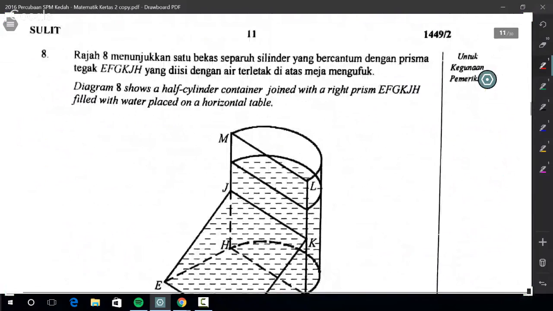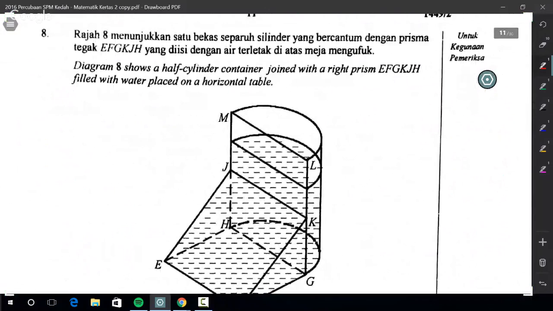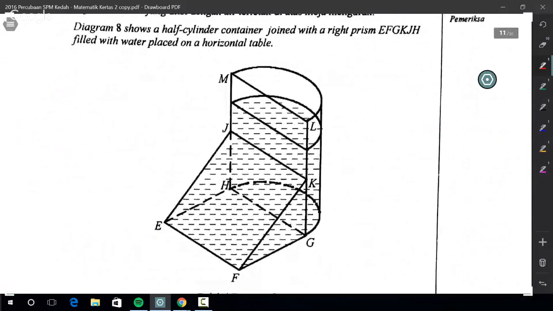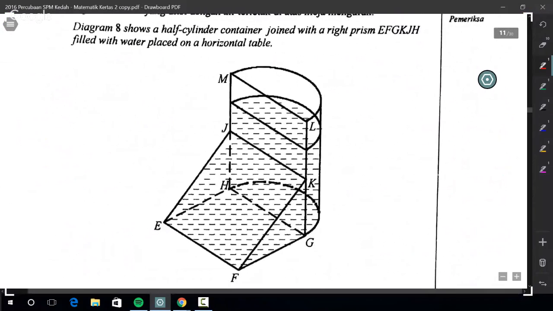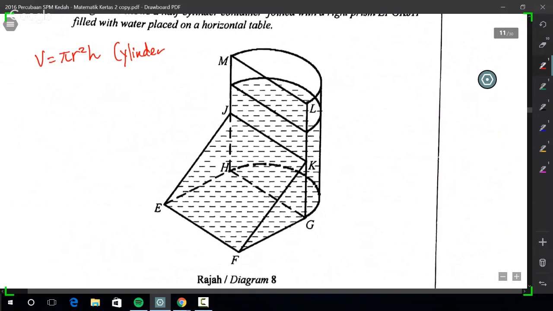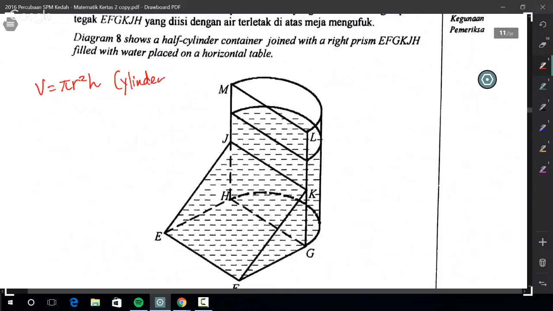Okay, this is solid geometry 2. The diagram shows the half cylinder. I hope you at least understand the volume of a cylinder, so we have pi r square h. This is for the cylinder. It is joined with a right prism. So you have a right prism with a half cylinder and filled with water, placed on a horizontal table.